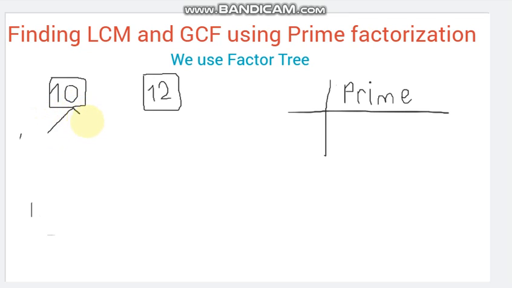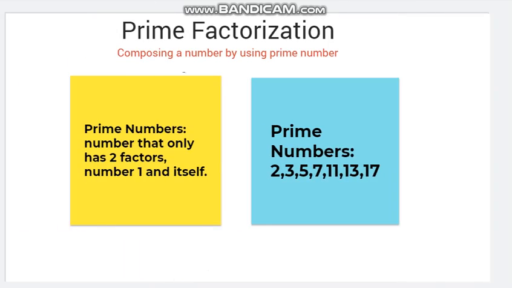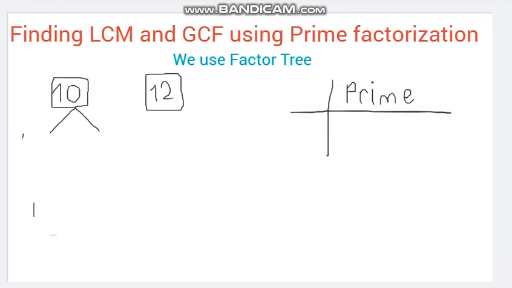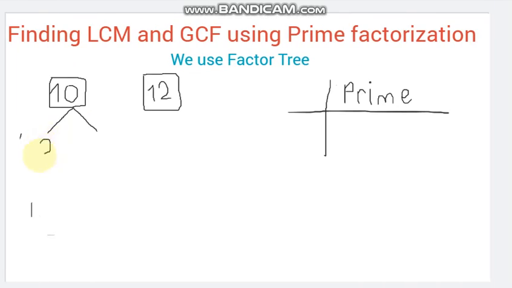Okay, let's start. 10 can be 1 times 10, but I remember that number 1 is not a prime number. Maybe we can just use number 2. So 2 times what makes 10? Of course, it's going to be 5. Now we have the prime numbers. 2 is a prime number, and 5 is a prime number. So 10 is 2 times 5. And then we go to 12.